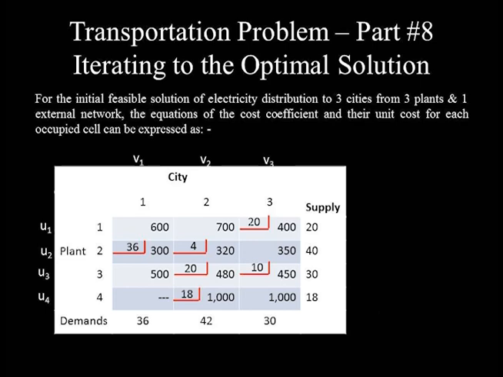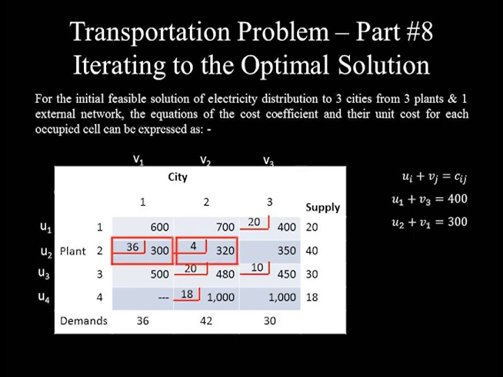The only occupied cell in row 1 is the one at the intersection of row 1 and column 3. So the equation of the row index for the first row, that's U sub 1, the column index for the third column, that's V sub 3, and the unit cost of this cell, that's 400, can be expressed as U sub 1 plus V sub 3 is equal to 400. Similarly, the equations for the 2 occupied cells in row 2 can be expressed as U sub 2 plus V sub 1 is equal to 300 for the cell at the intersection of row 2 and column 1, and U sub 2 plus V sub 2 is equal to 320 for the cell at the intersection of row 2 and column 2.